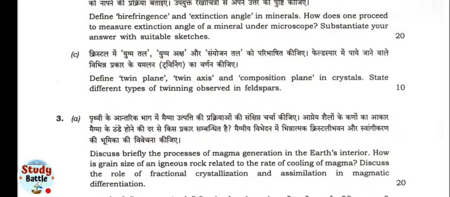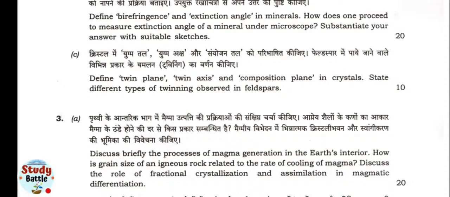Next one is: explain or define twin plane, twin axis and composition plane. Okay, so in crystals, it is all about twinning. What is the twin plane, what is the twin axis around which the twinning takes place, and the composition plane. And you also have to state the different types of twinning that have been observed in feldspar.